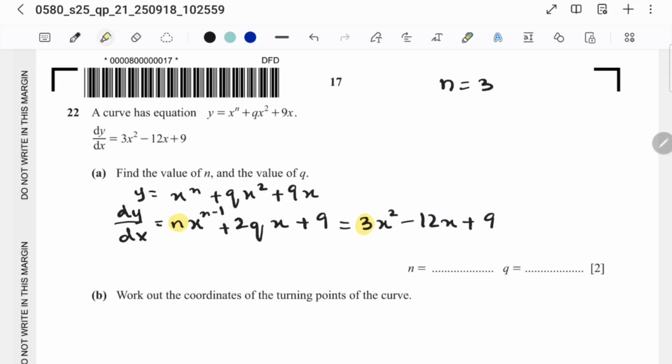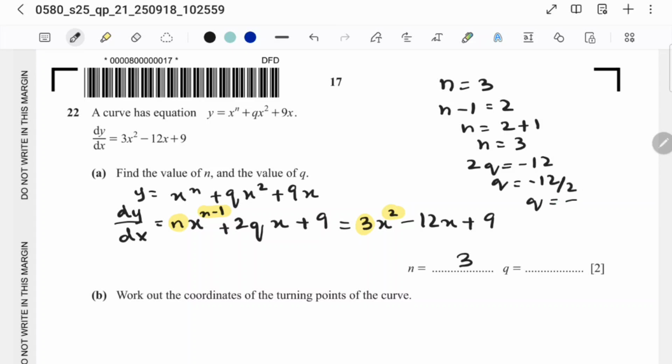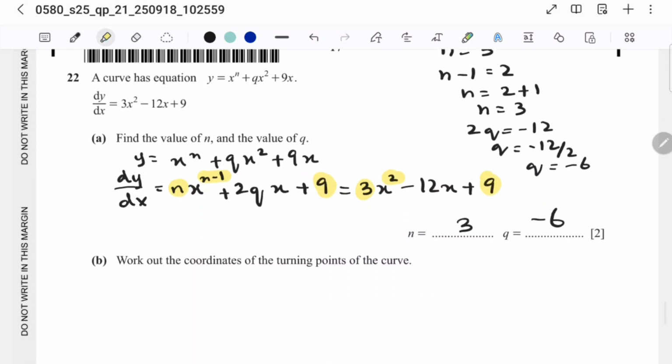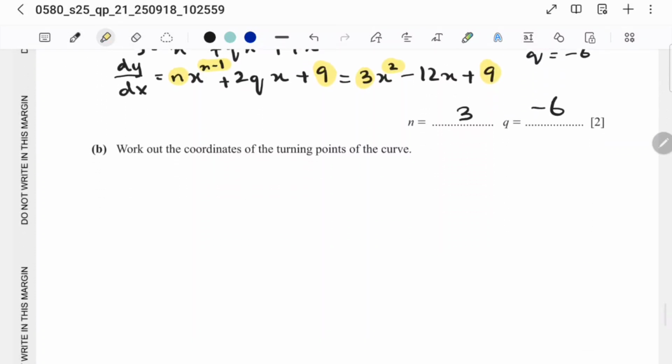n minus 1 is equal to 2, then again n is equal to 3. Okay. Then 2qx is equal to minus 12x, so 2q is equal to minus 12. Then q is equal to minus 12 over 2, which is minus 6. And the last term has the same constant 9. So 3 and minus 6 are the values for n and q.